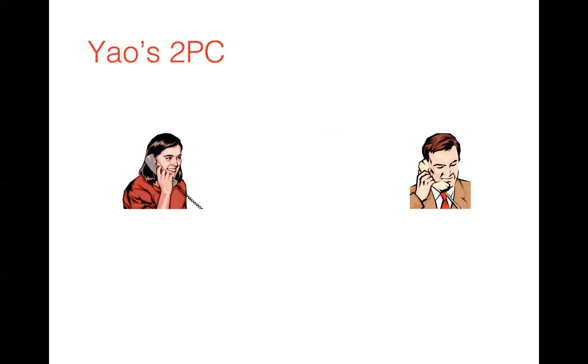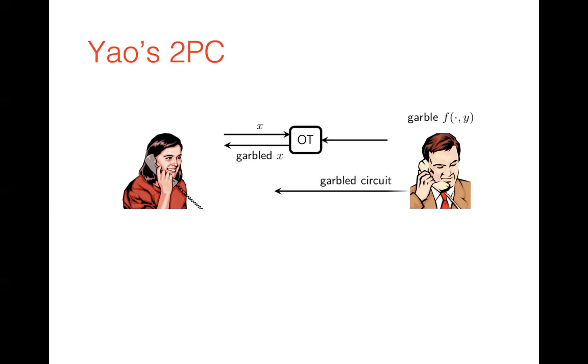I'm going to start with the classic garbled circuit protocol of Yao. This is a two-party computation protocol for Boolean computations. It proceeds as follows. There is a garbler Bob and an evaluator Alice. Bob garbles the function with his input encoded. Alice and Bob engage in oblivious transfer, where Alice gets a garbled form of her input, and then Bob transmits the garbled version of the function. And using the garbled input and the garbled circuit, Alice will be able to evaluate the function on her input x.